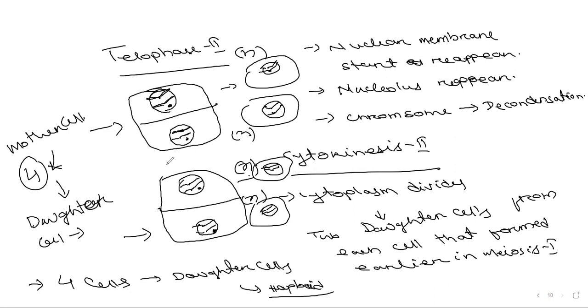Okay, this is the end of meiosis 2, and at last there will be formation of 4 cells. So this is all about meiosis. Meiosis is completed here.